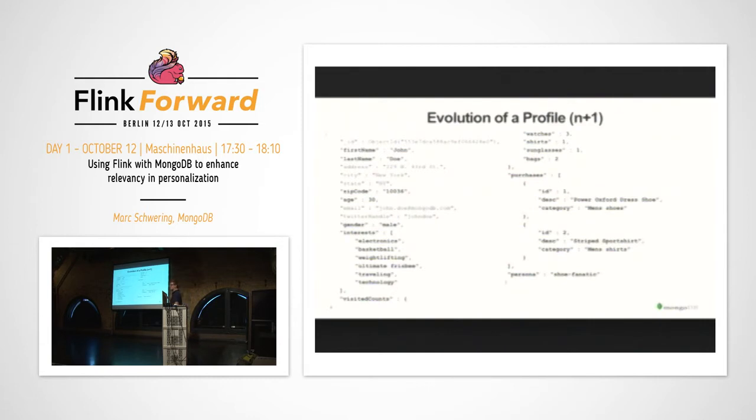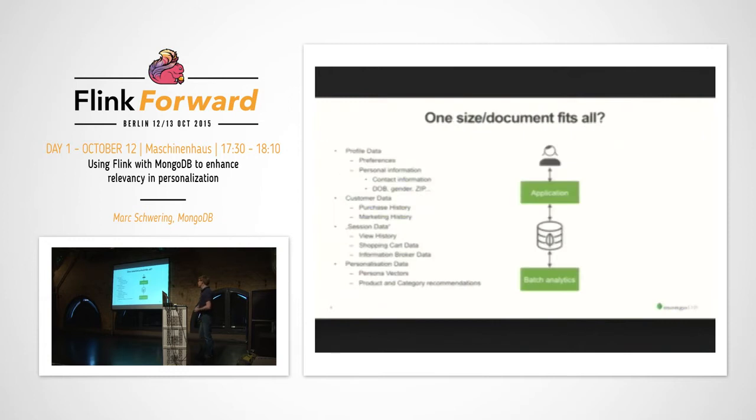An age, does this change or not? You have interest groups. Is this written in stone, or where is that coming from? You might have purchases. What's the date of the purchase? Do you want to update it all the time? So from the architectural view, you have probably different uses of the same object right now. So you have profile data, you have customer data, you have session data, probably, and personalization data.